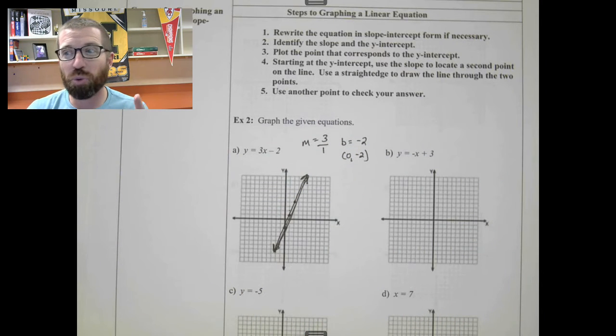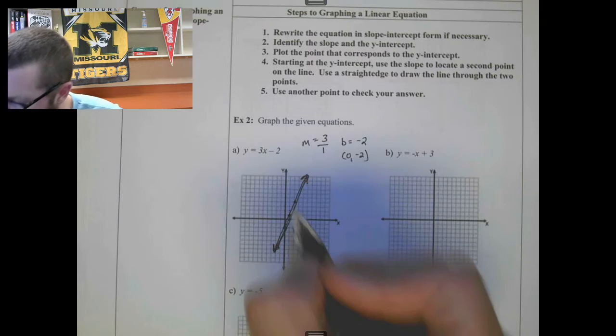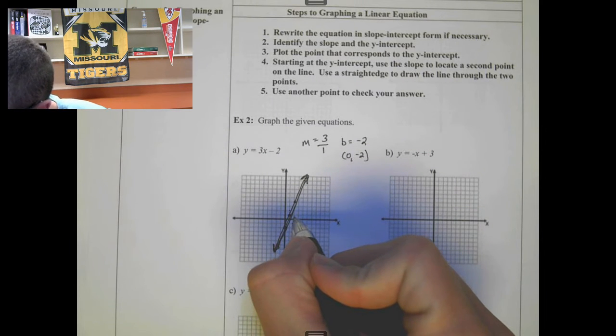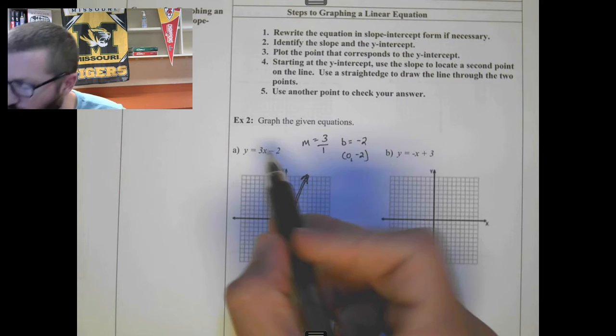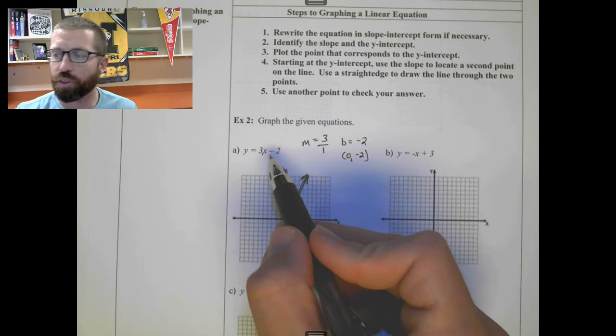You really only need 2 points. If you want to use another point to check, you can. So if I plug in 2, I should get 1, 2, 3, 4. So you plug in 2 here. 3 times 2 is 6, minus 2 is 4. So that checks out.